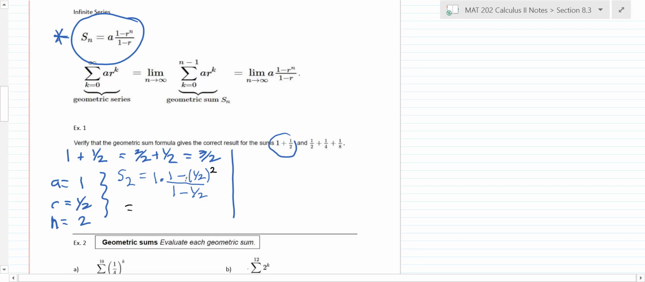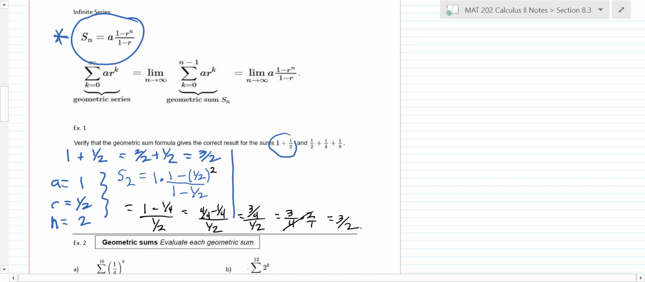It looks like you're going to have, in the numerator, 1 minus 1/4. 1/2 squared is 1/4. 1 minus 1/2 is 1/2. And then if you get a common denominator, you could change this to 4/4 minus 1/4 all over 1/2. So that would be 3/4 over 1/2. That's a division problem, so it's 3/4 divided by 1/2, which is times 2 over 1, so that's going to be 3/2. So that proves that it's right.